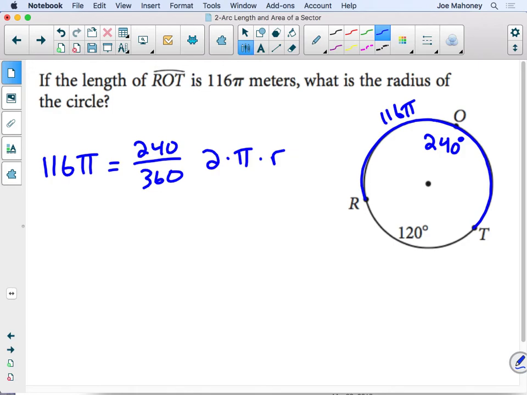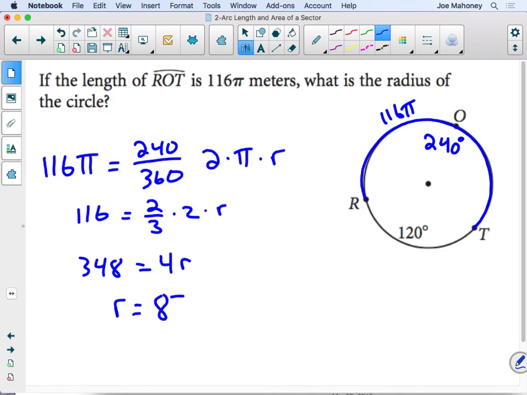So let's talk about solving that equation now. Well, 240 out of 360 is 2/3. This reduces down to 2/3. Notice that my pi's cancel. So if I want to solve this equation now, 3 times 116 is 348. 2 times 2 is 4. And if I do 348 divided by 4, my radius is 87.